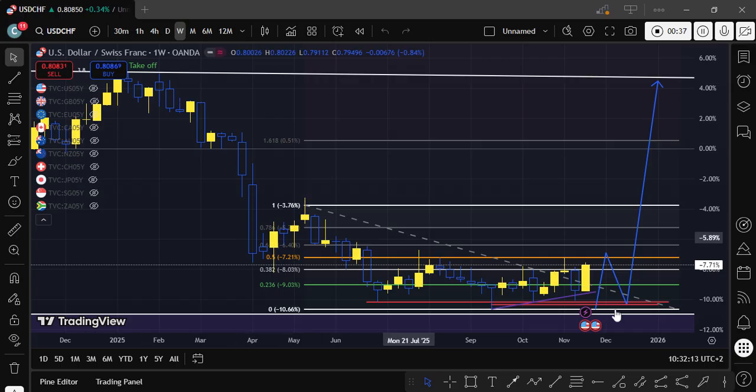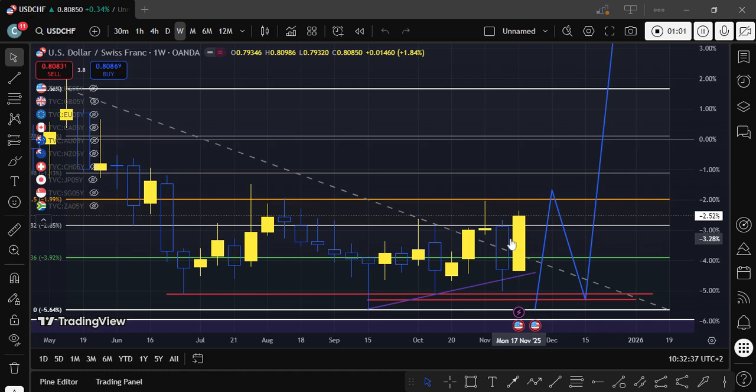On the weekly time frame, what most weekly time frame traders do is look at the bullish engulfing pattern. The bullish candle has to surpass, has to go above the previous bearish candle. So they call it a bullish engulfing pattern. That means next week, the trade will continue bullish.